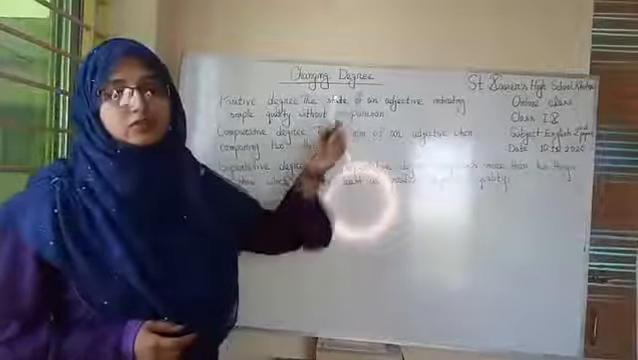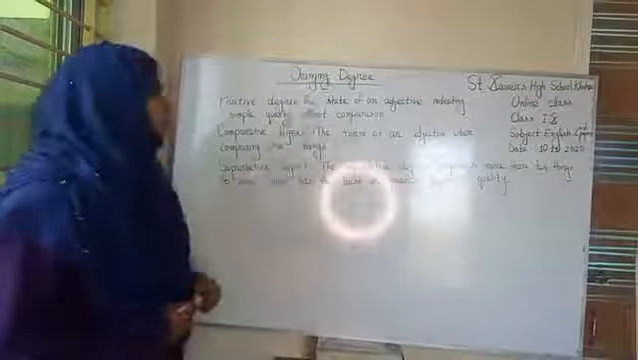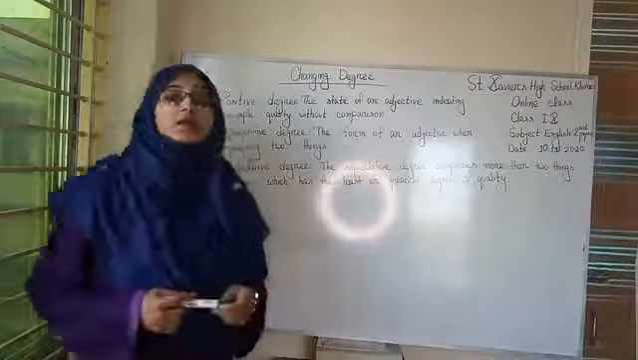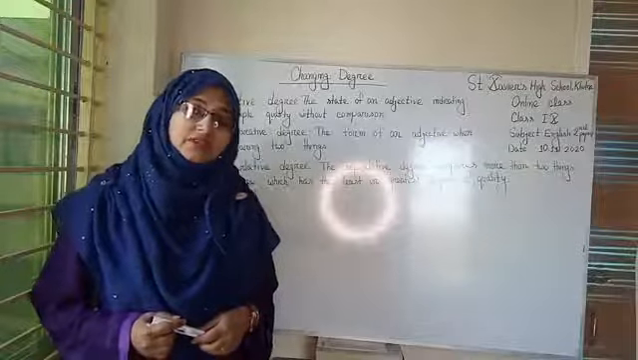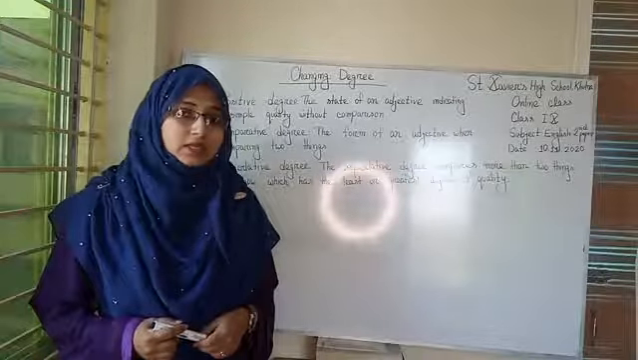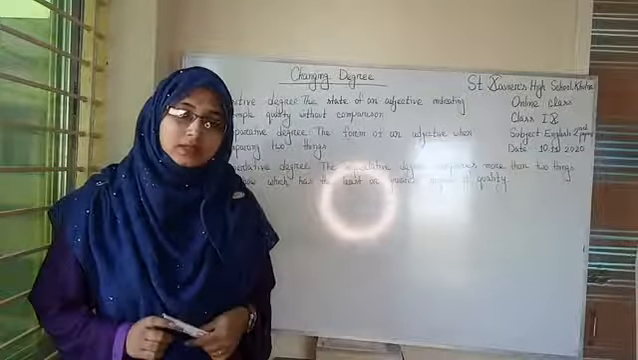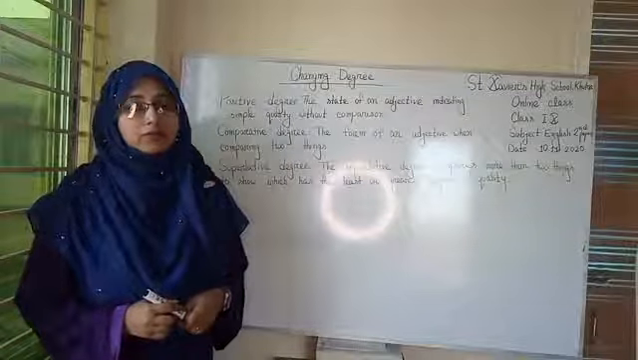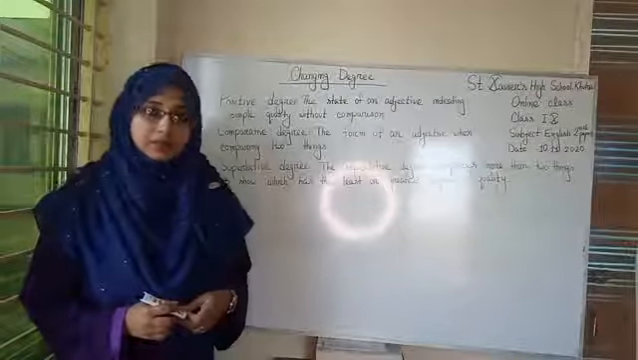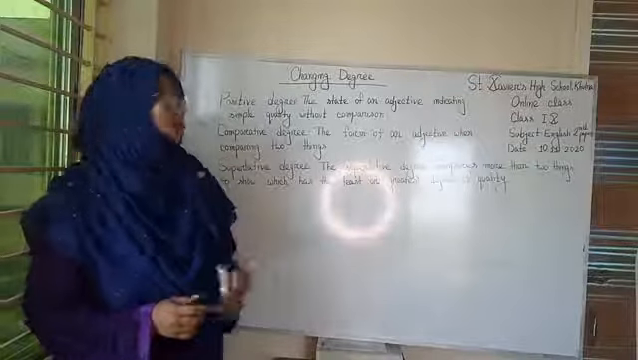Changing degree. Today we are going to learn changing degree. In our English grammar, an adjective has 3 kinds of degree. What are they? They are positive degree, comparative degree, and superlative degree. And what are the definitions of them? So let's take a look at the board.